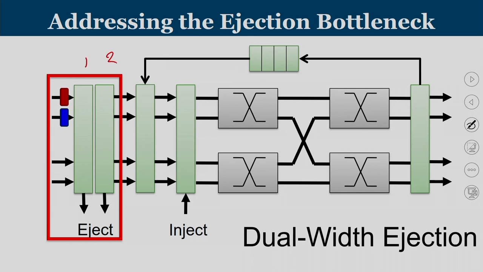Whatever is the ejection unit we previously had, we are going to have one more unit after that. So, the first flit, the blue flit, gets ejected through the first eject channel, and the red flit gets ejected through the second eject channel, and both happen in the same clock cycle. So, you are going to have double ejection bandwidth. Addressing the ejection bottleneck is done by dual width ejection. That is the scenario that we are going to work on.